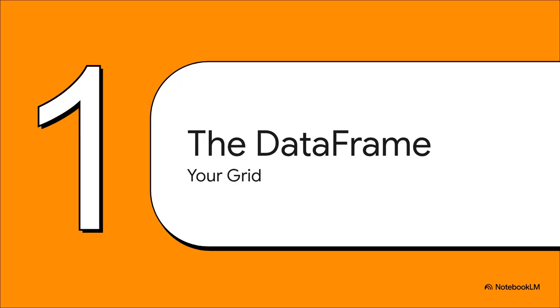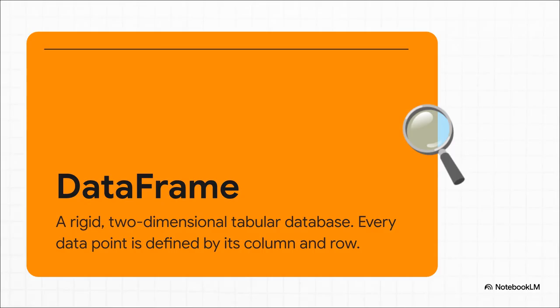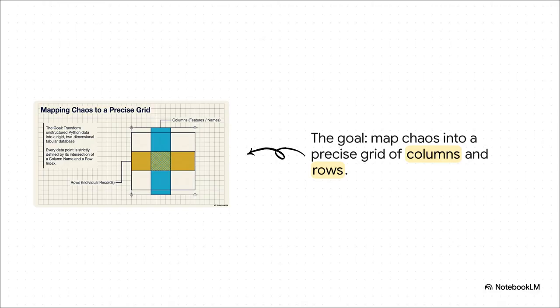So, before we jump into building one, let's just quickly look at the blueprint. What exactly is this grid we keep talking about? At its heart, a data frame is just a rigid, two-dimensional table. And rigid is really the key word here. This isn't just some loose collection of information, it's a super-structured format, almost exactly like a spreadsheet, but way more powerful. And this right here perfectly shows our goal.